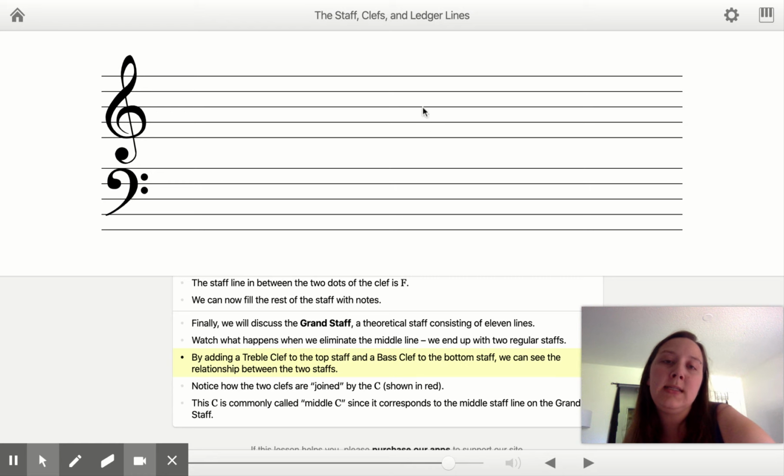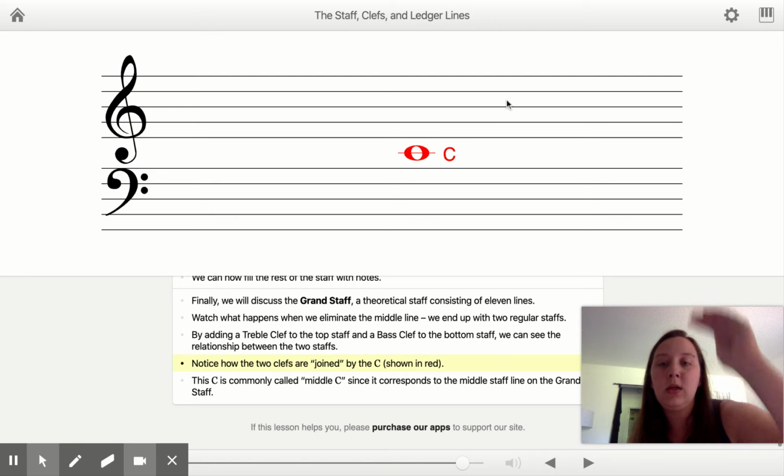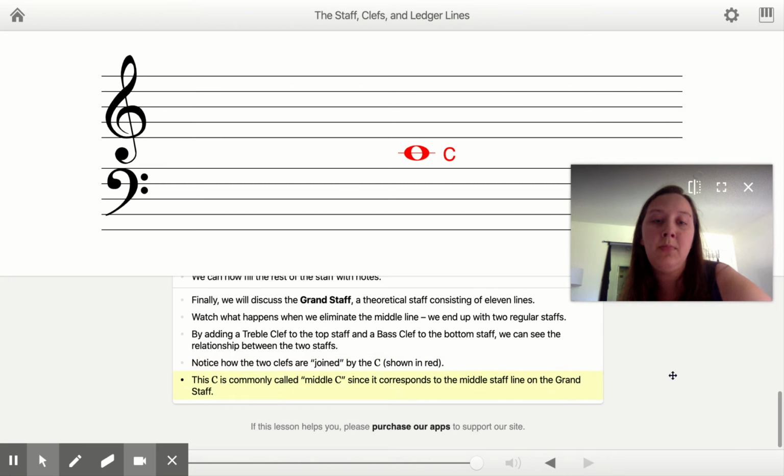It's one continual line. So if I start, let's start on, this is C. C, D, E, F, G, A, B would be the space, then C would be a ledger line, then D, E, F, G, A, etc. It's one continual line. That C that's pictured is commonly called middle C. Cool, so that's grand staff, clefs, ledger lines.